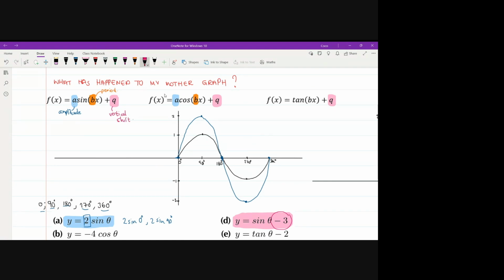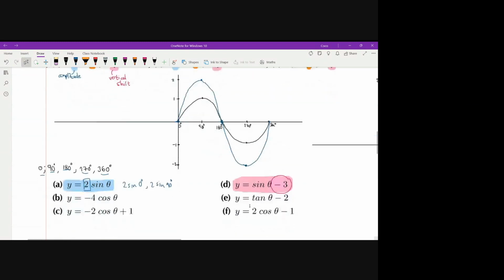A vertical shift. Same with tan over here. The only difference is that the amplitude of tan is never affected. That's why I didn't put an A there, because tan doesn't have an amplitude. So only the sine graph and the cos graph will have an amplitude.